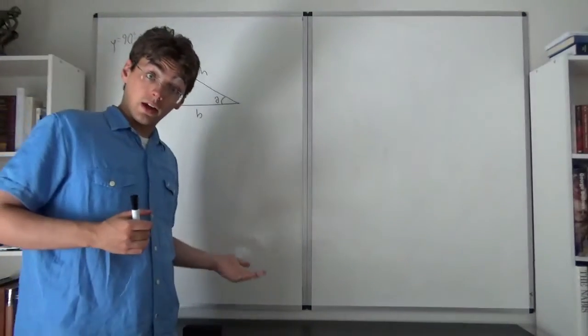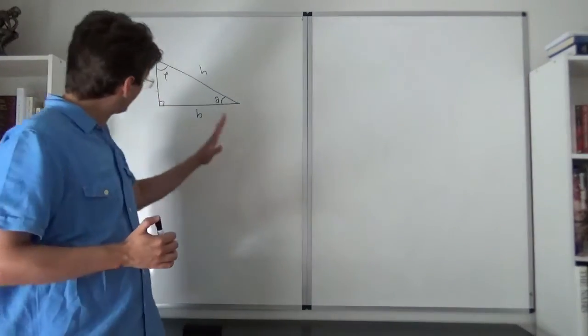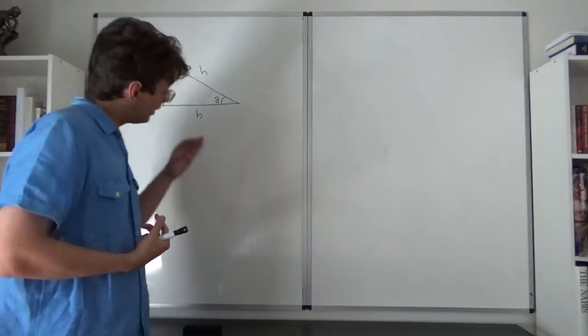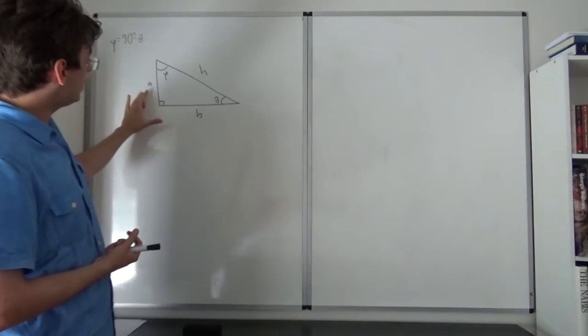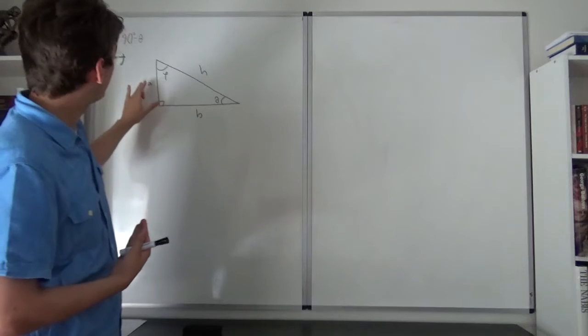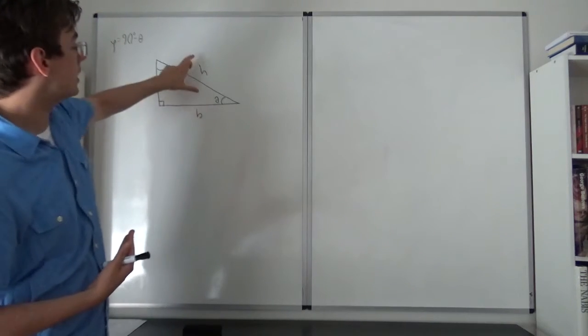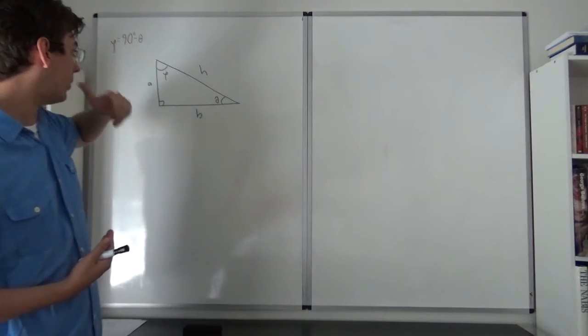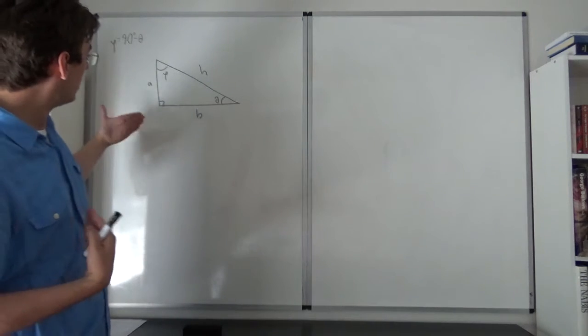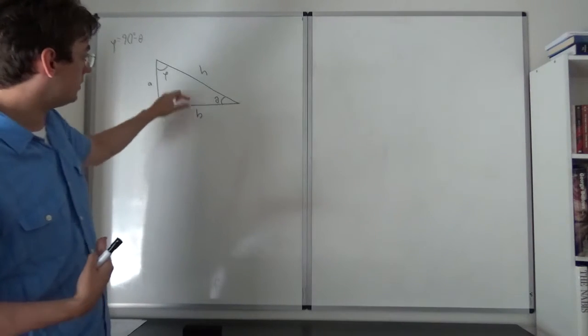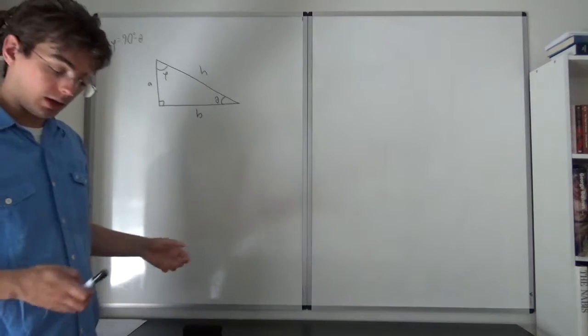I'm going to prove the Pythagorean theorem. Alright, so what does that basically mean? I want to find some relationship, some formula between these two legs and this hypotenuse. Okay? I want to write it out in a numerical algebraic relationship between these two guys. How do I do that?